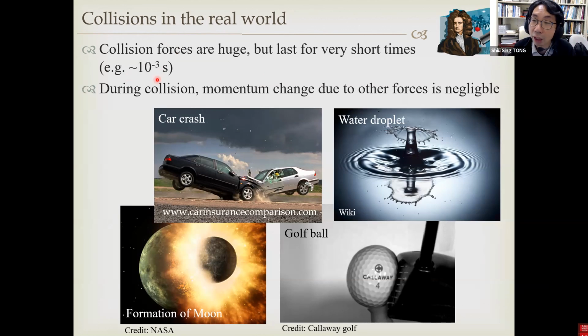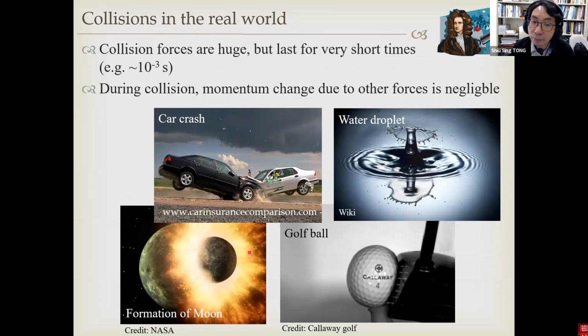Okay, it's of the order of 10 to the power minus 3. Even for a collision of two cars, for example, the collision time may be a 100th of a second or a 10th of a second, which is again very short, considering the large body. The collision may happen in a fraction of a second, or even a 100th of a second if the speed is large.